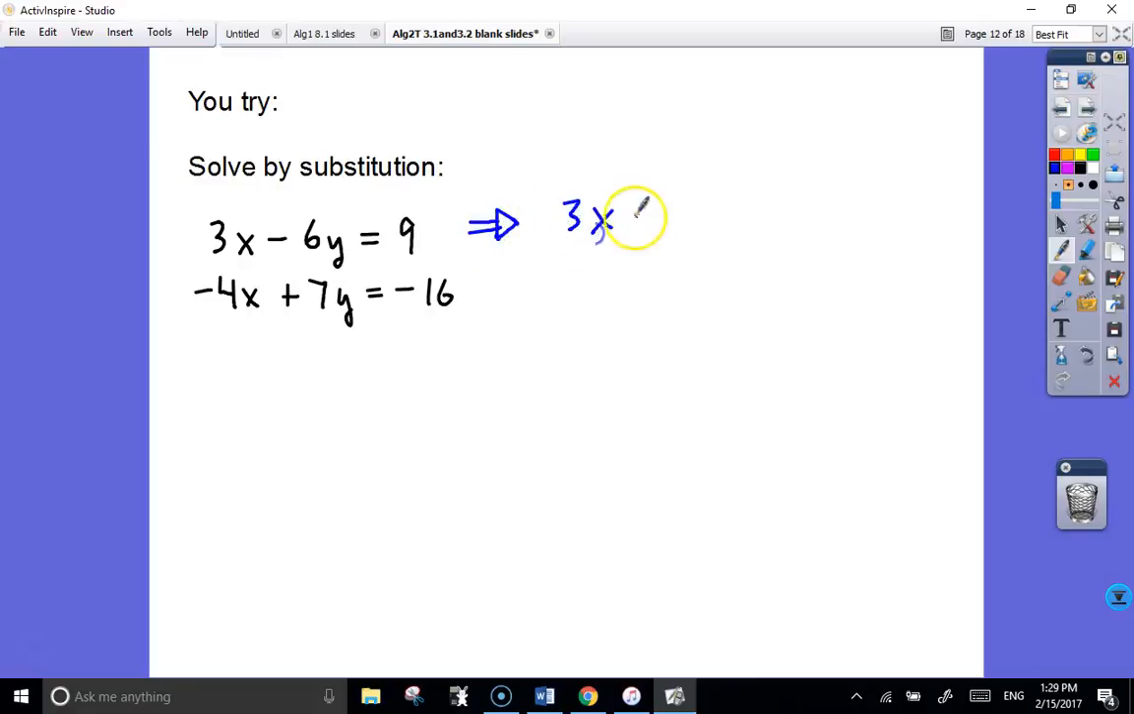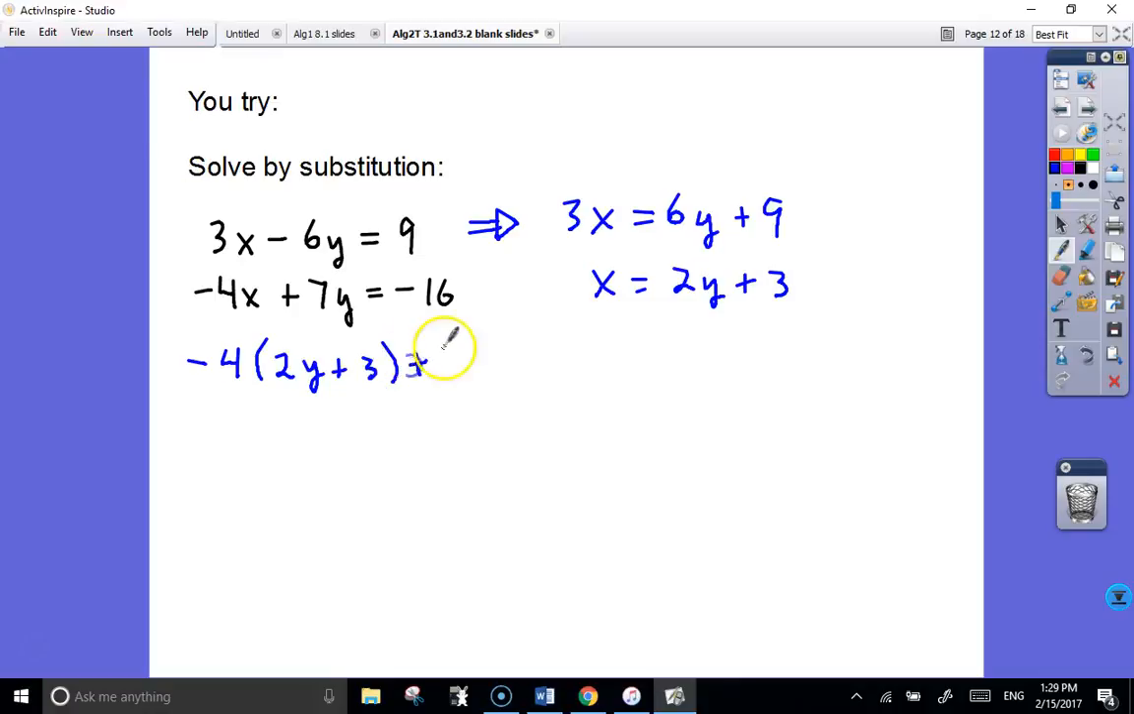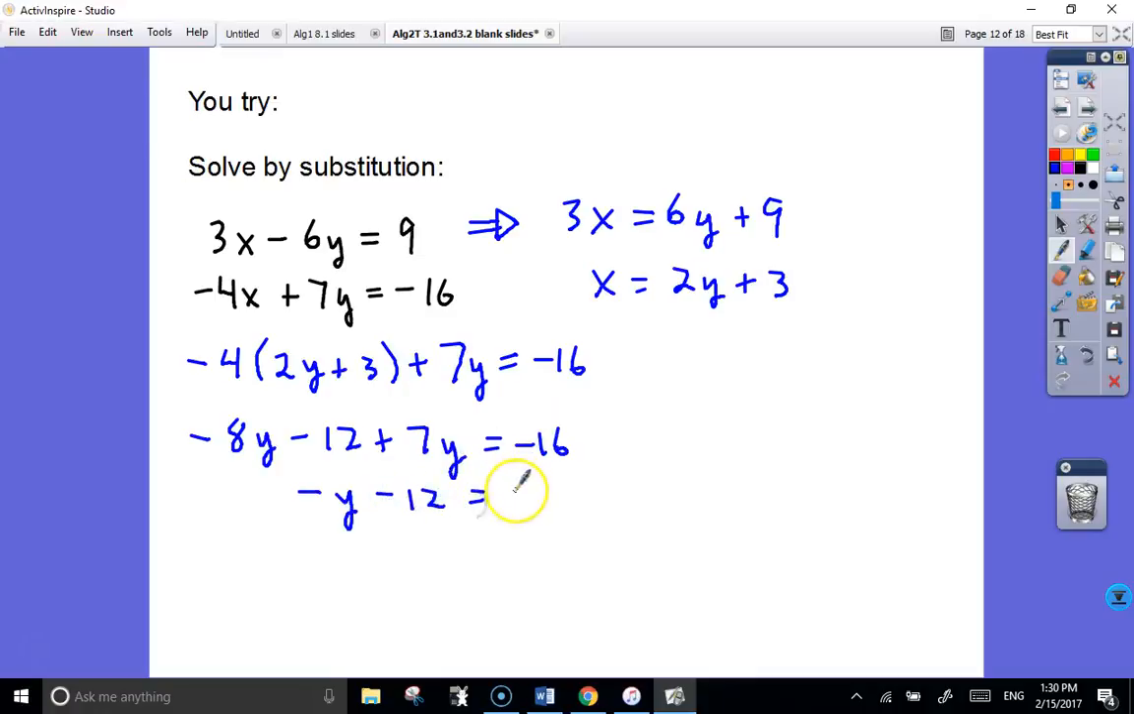3x equals 6y plus 9, which means x equals 2y plus 3. Now I substitute in the other equation. Negative 4 times 2y plus 3 plus 7y equals negative 16. Negative 8y minus 12 plus 7y equals negative 16. Combine like terms. Negative y minus 12 equals negative 16. Add 12. Negative y equals negative 4. So y equals 4.